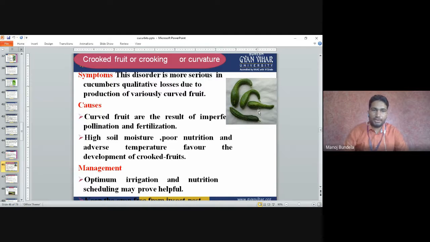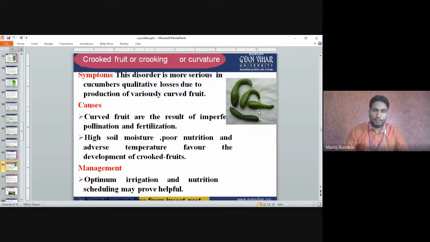This disorder causes curved fruits as a result of imperfect pollination and fertilization. If the pollination is not proper and the fertilization is not proper, the fruits will look like this. High soil moisture, poor nutrition, and adverse temperature favor the development of crooked fruits. So the causes are pollination and fertilization, high soil moisture content, poor nutrition, and adverse temperatures.